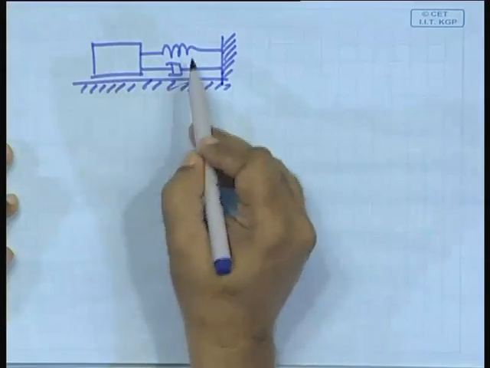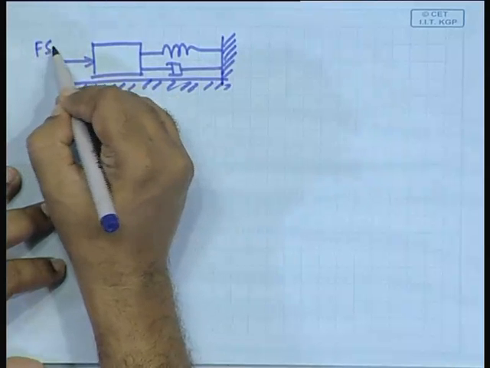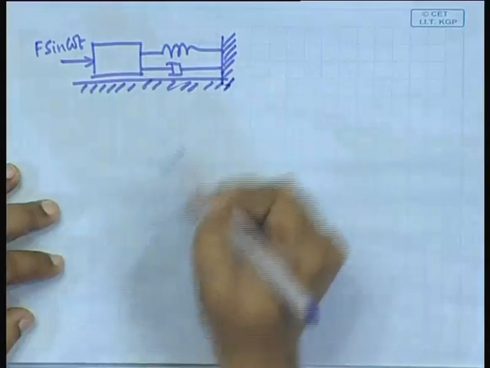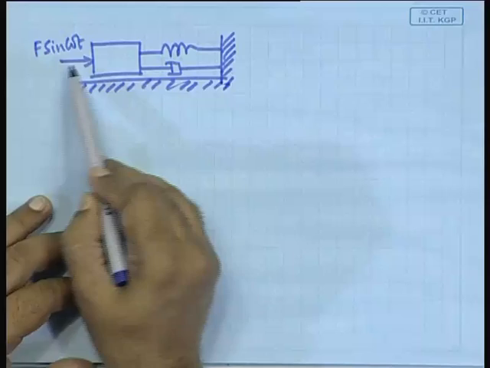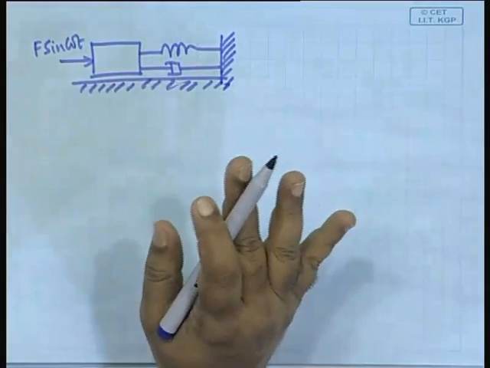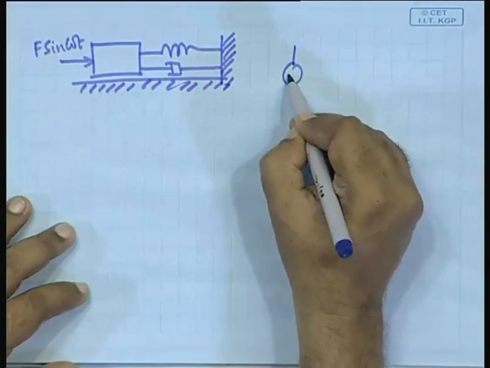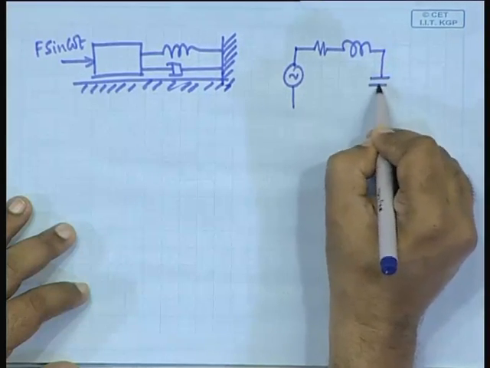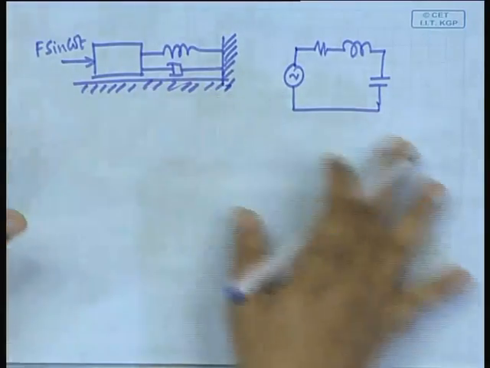A mass, spring and damper, and there is a forcing function which is your f sin omega t. So, you have got a mechanical system whose applied force is a sinusoidal force f sin omega t, and there is a mass, spring and damper. That is an equivalent of a circuit something like this. So, their dynamics will actually be the same.